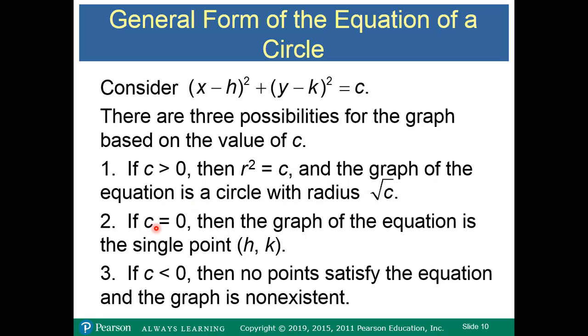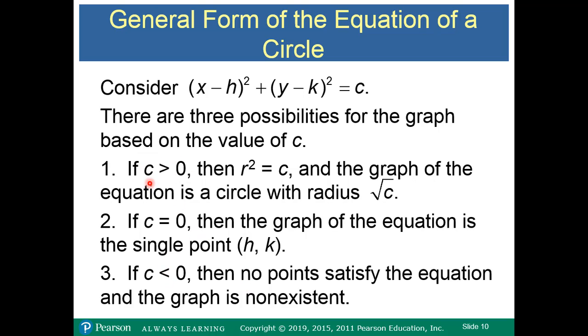Or c could equal 0, which means we don't have a circle but a point, and it's just the single point at (h, k), the center of the circle, well, quote unquote circle. Or the radius, or c, could be negative, and in this case, there are no points that would satisfy the equation. So those are the 3 cases, right?